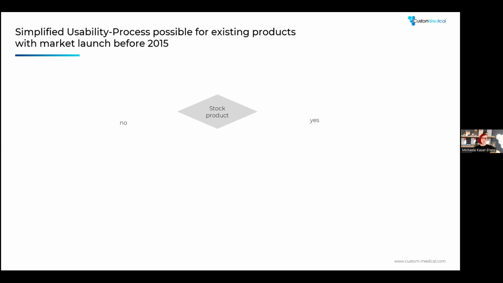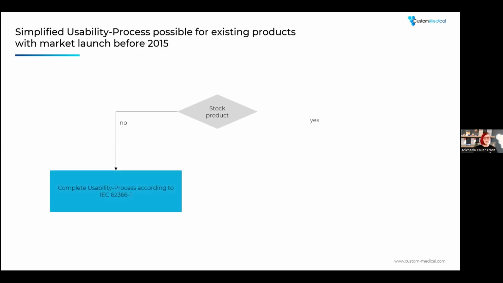So what you need to do to decide whether you're going to apply the long or the short process is you have to decide, is what you're using or what you're trying to bring to the EU a stock product which has been developed before 2015? Yes or no. If you come up with the answer that it's not a stock product, or it has not been released before 2015, you have to do the whole usability engineering process, which includes all the required documentation.